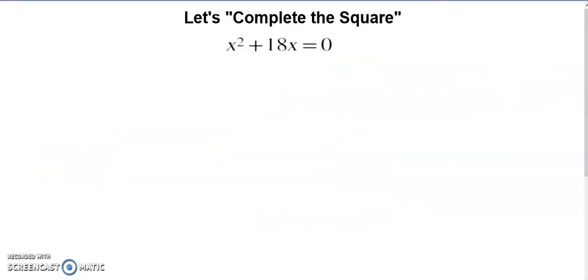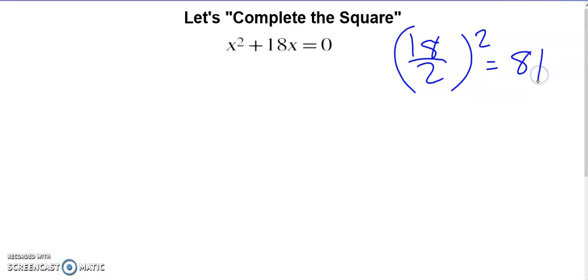Let's do it again. Okay, so we want x squared and x on one side, and it needs to equal a number. Don't get freaked out because this is a 0. 0 is a number, so we've already got it looking like I want. Now we're going to take the number in front of x, 18. We're going to cut it in half and square it. 18 divided by 2 is 9. 9 squared is 81. Let's add 81 to both sides. x squared plus 18x plus 81 equals 81.